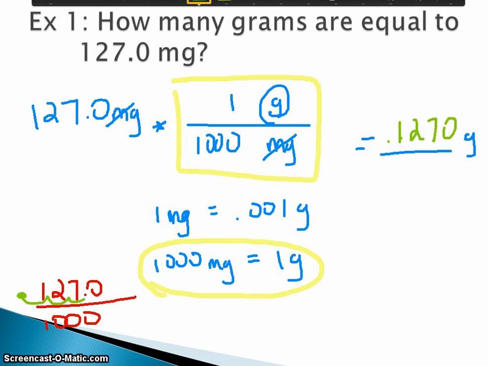So my answer to 127 divided by 1,000 is 0.1270. Watch your significant figures. 127.0 has 4 significant figures, and then my answer also has 4 significant figures. And that's what we want.